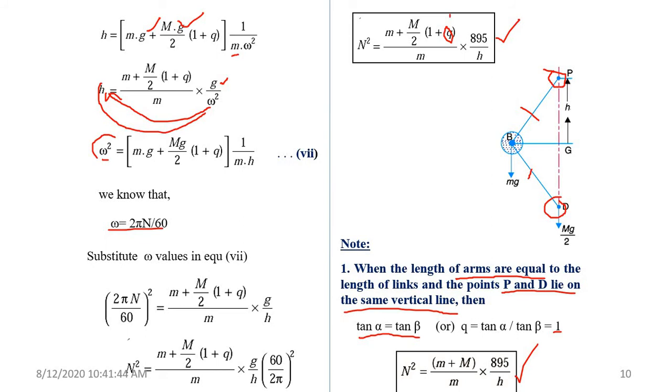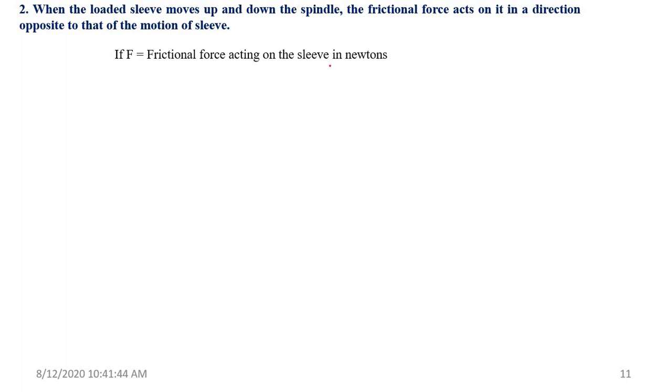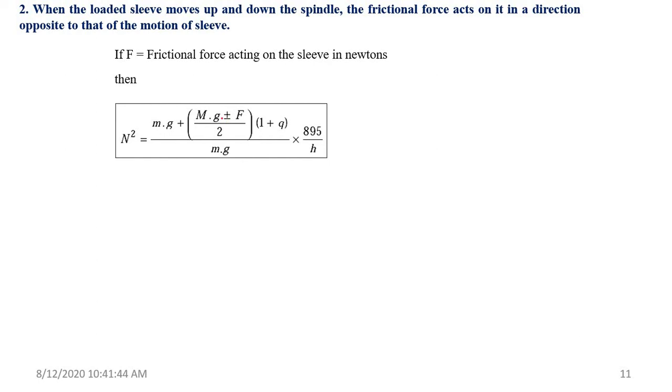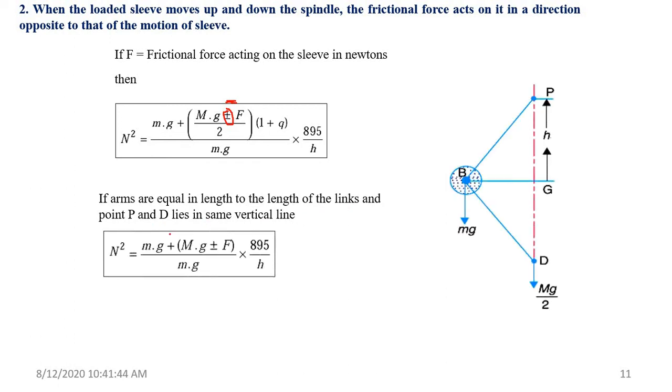Next, considering friction. Next, you have to consider the friction value. It goes downward because of the gravity force. So, for the minimum speed condition, the frictional force is considered with a negative sign. The arms are equal in length to the length of the link, and the points P and D lie on the same vertical line. Here, for minimum speed, it is considered a negative sign. For maximum speed, maximum friction. These are the formulas.